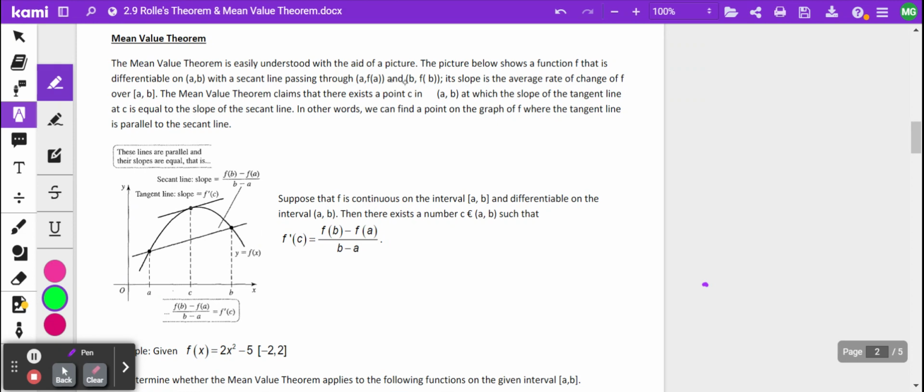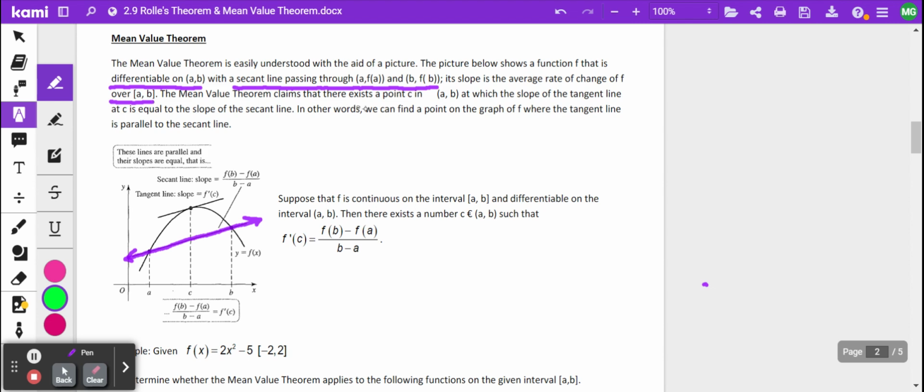It says the picture below shows a function f that is differentiable on AB with a secant line passing through these points. Okay, so this right here is the secant line. Remember, a secant cuts through in two places. The slope is the average rate of change over AB, that domain.